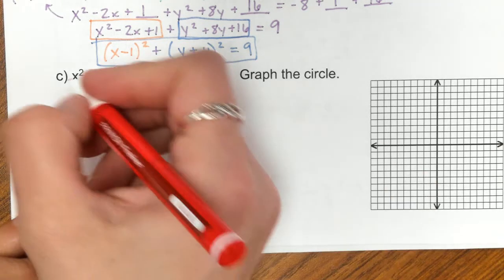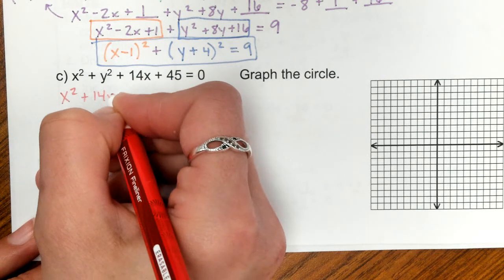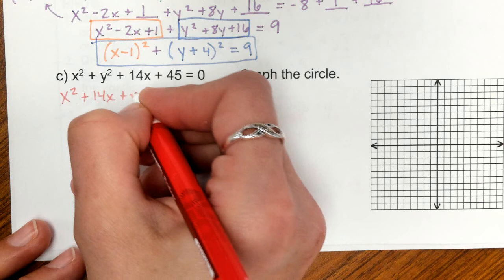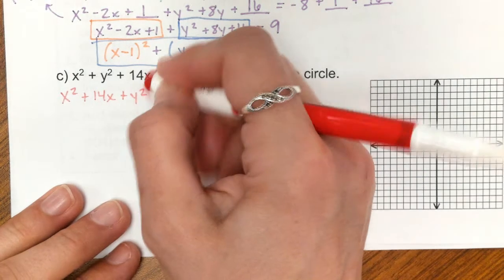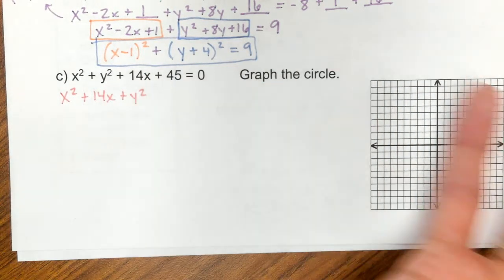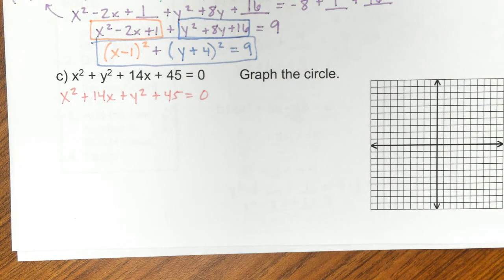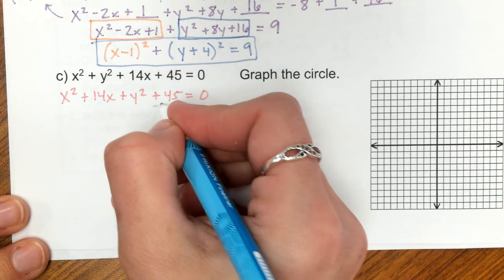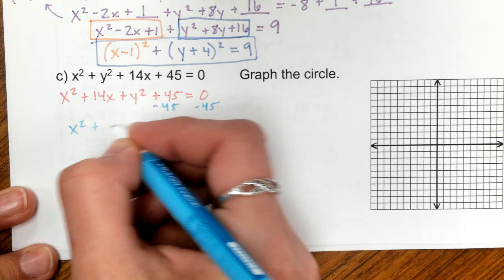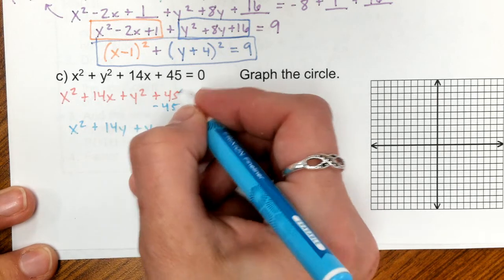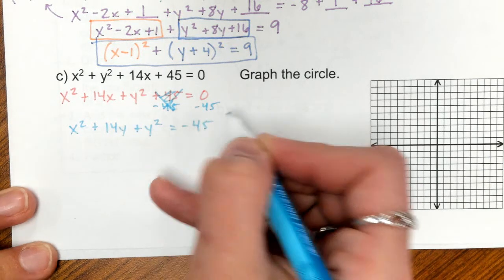Let's put our x's and y's together. Step 1. x squared, we have a plus 14x, and then our y's, plus y squared. Plus, we don't have anything there. We have nothing else here, so we have our plus 45, all equal to 0. Next, we'll move that constant. So subtract 45 from both sides, and we get x squared plus 14x plus y squared, nothing here, all equal to negative 45.